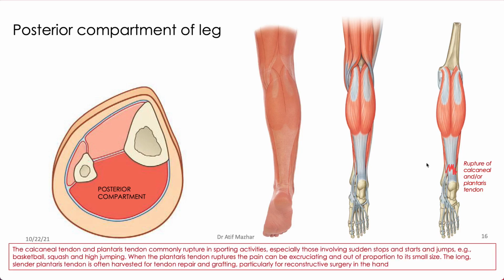If these tendons rupture, we can hear a pop sound, and it is severe and very painful. Who are the people who are affected? Those who are playing basketball, squash and high jumping. When this tendon ruptures, especially the plantaris, there is excruciating pain, a small tendon but a lot of pain. And this long cylinder tendon has also been used for various reconstructive procedures, and this muscle may be absent in certain individuals, so that's not a big deal.